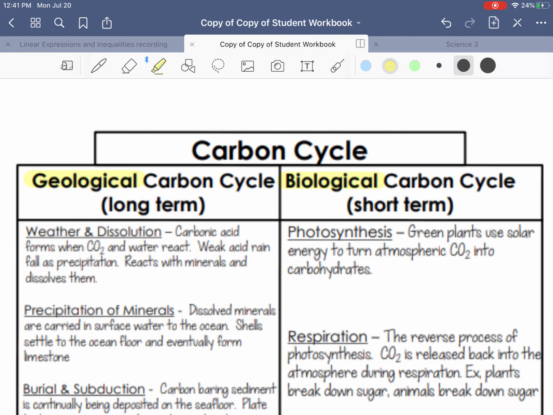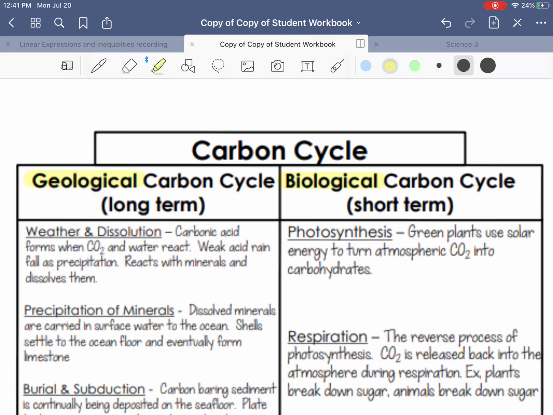The left is talking about things that take a very long time to occur. Biological things take very short times to occur. So on the left, think long term, many years. And on the right, some of these are happening in seconds, long term and short term.